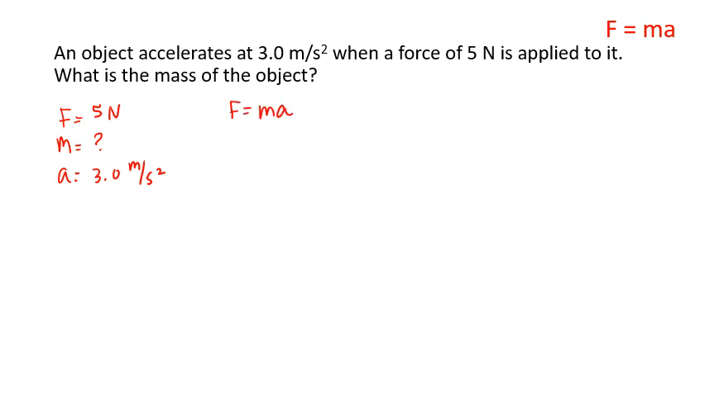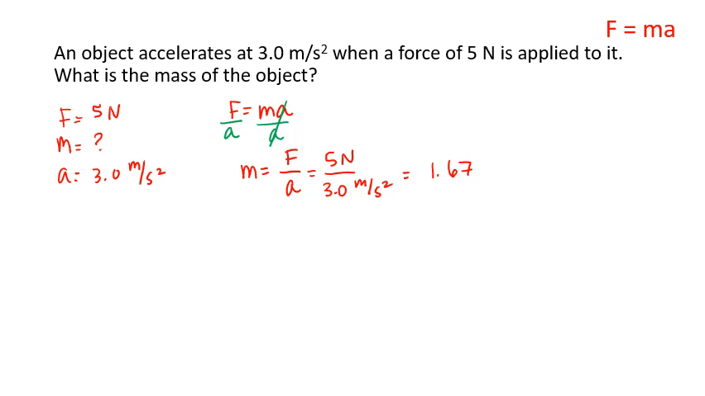Now for this, it's asking us to solve for mass. So we need to rearrange until we get mass on a side by itself. So we need to get A on the other side. So currently it's being multiplied. To undo it, we divide. And so our formula will work out to be mass equals force divided by acceleration. Now we can plug in our numbers. So 5 newtons divided by 3.0 meters per second squared. This is going to give a value of 1.6, and it's repeating 6, so I'm just going to round it to 1.67.